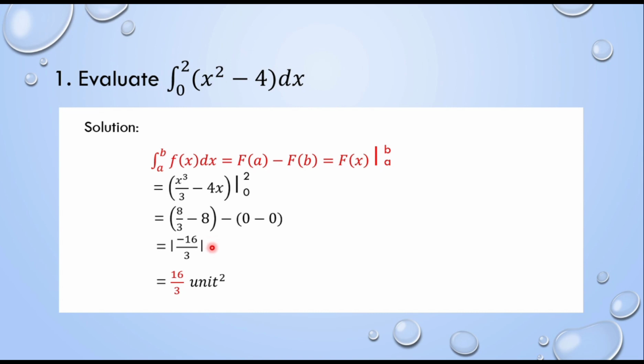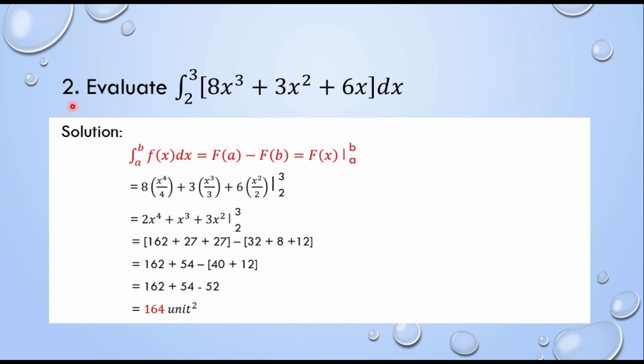So the area must not be in negative form. Therefore, we use the absolute value. So we have the absolute value of negative 16 over 3. So the result is 16 over 3 units squared.